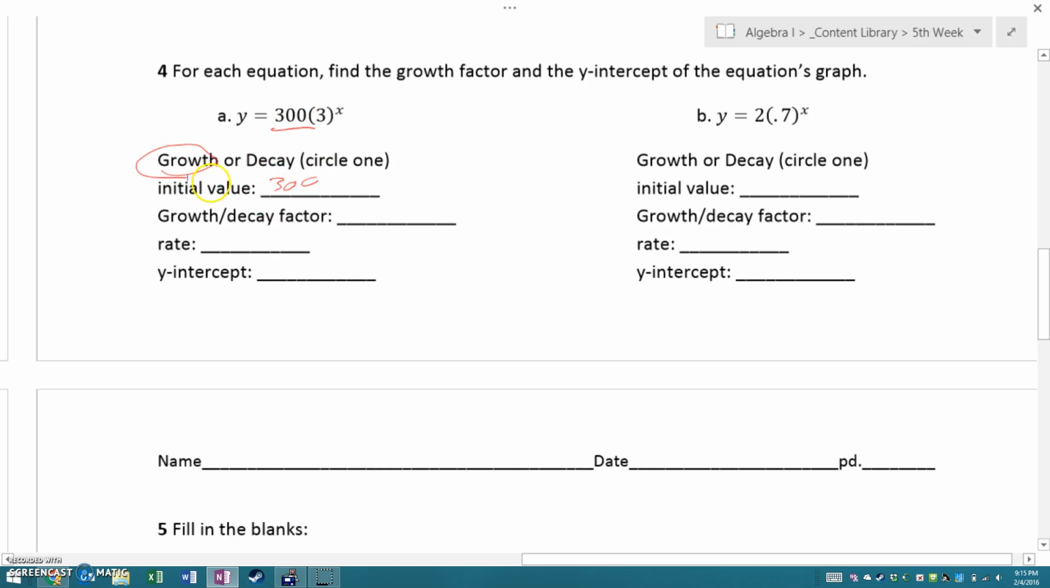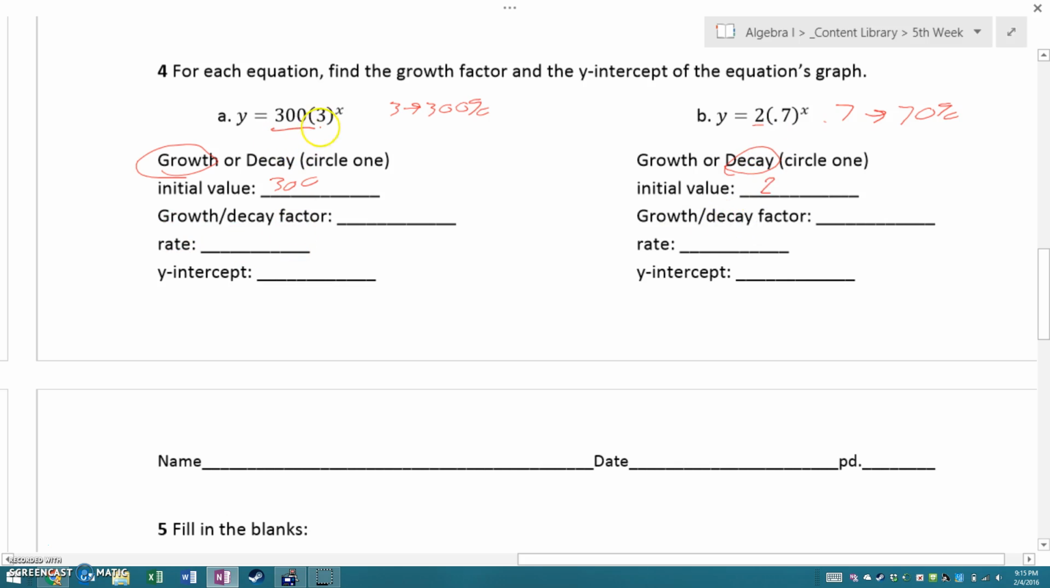You know that this is growth because this is greater than 1. So that 3 would translate into 300%. That's more than 100%, it's growth. Whereas over here, this would be decay, because 0.7 would translate into 70%, and that's less than 100. The initial value here would be 2.